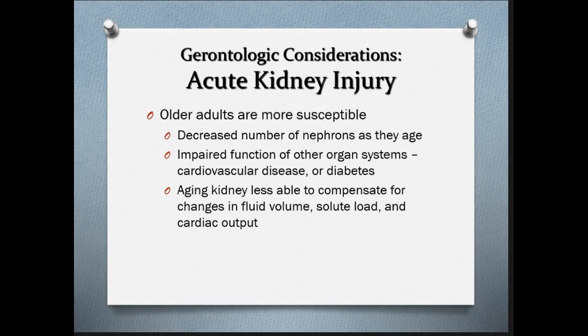Hyperkalemia develops as renal failure progresses. Manifestations of hyperkalemia, such as muscle weakness, paresthesias, and ECG changes, are not usually seen until the GFR is less than 5 mL per minute. Phosphate excretion is impaired, leading to hyperphosphatemia and hypocalcemia. Reduced calcium absorption due to impaired vitamin D activation also contributes to hypocalcemia.